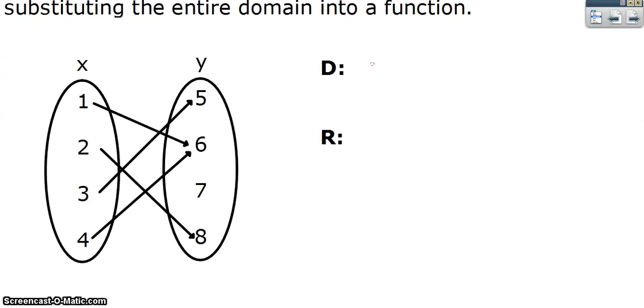So here's a mapping of a function, okay, from x to y. So our domain, again, is the set of all x values. So we're just going to write it in a brace like this, and you just list them out. So every x that has an arrow coming off of it is in our domain. So 1, 2, 3, 4. Just list those out over here.